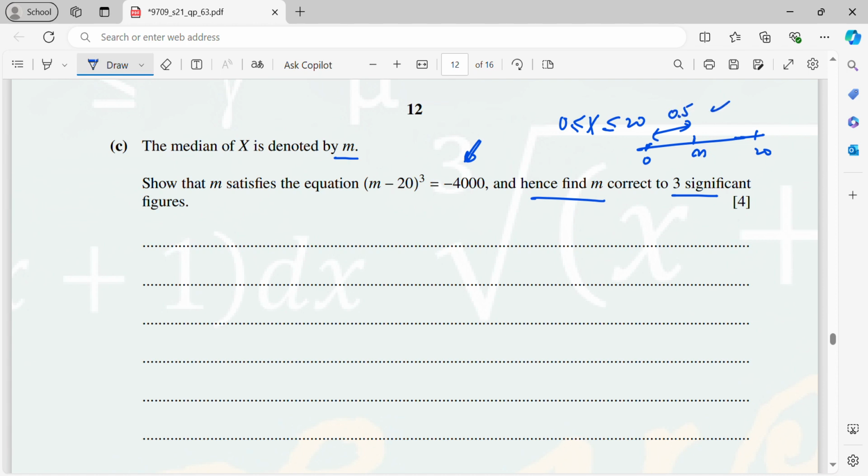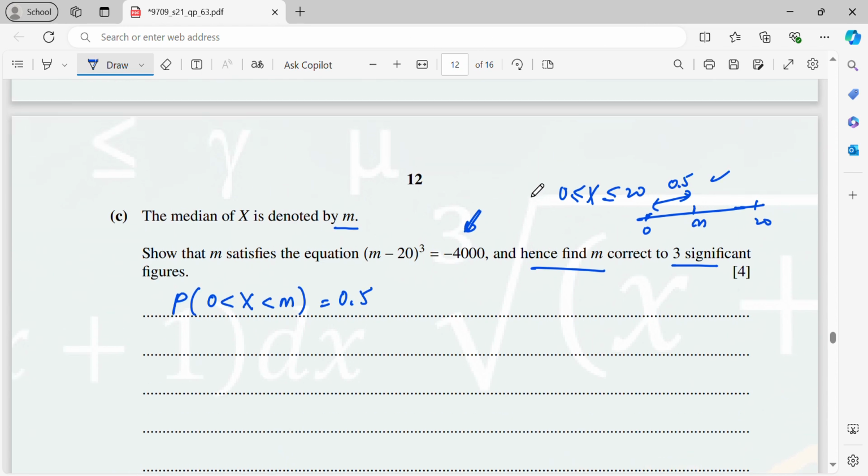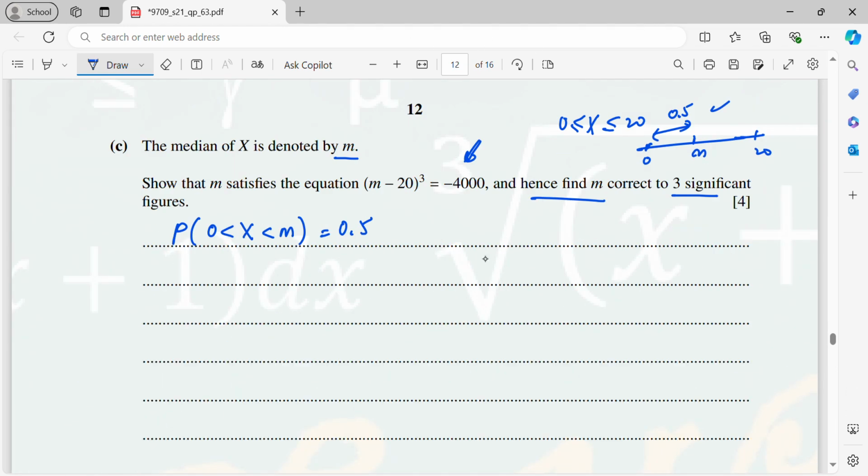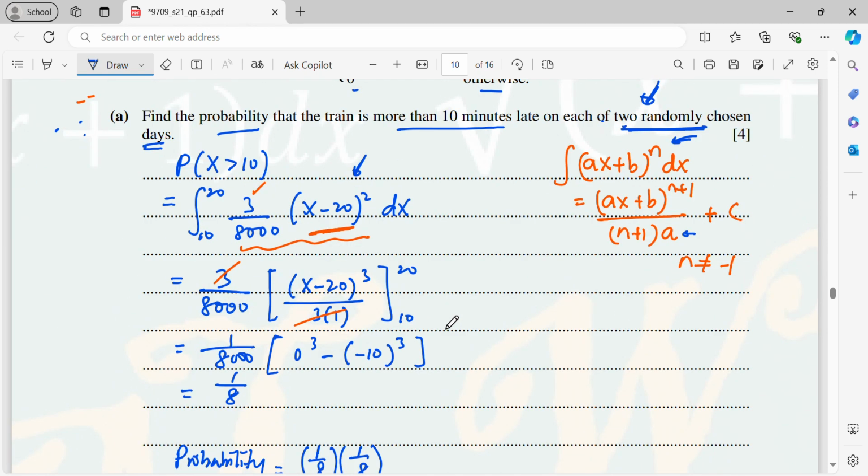So I'm going to use this concept. Therefore, P of x between 0 and m, it will be 0.5. Okay, so now integrate. The probability is just to integrate. So that means here it will be integrate f(x) dx from 0 to m. That will be 0.5. Okay, so the integration actually we have done just now, which is this part. Okay, this is the integration. So I will just copy this result and change the limits accordingly.